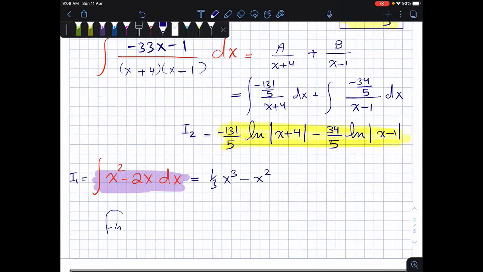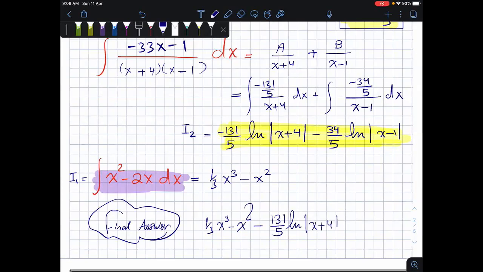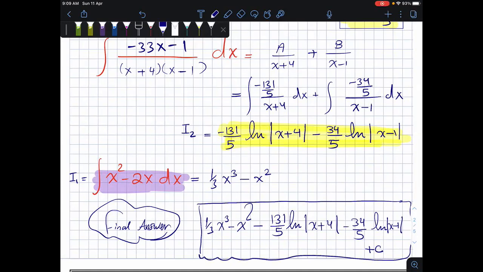So the final answer is equal to 1 over 3x cubed minus x squared, minus 131 over 5 ln absolute value of x plus 4, minus 34 over 5 ln absolute value of x minus 1, plus c. So that is partial fraction decomposition. Any question? No.